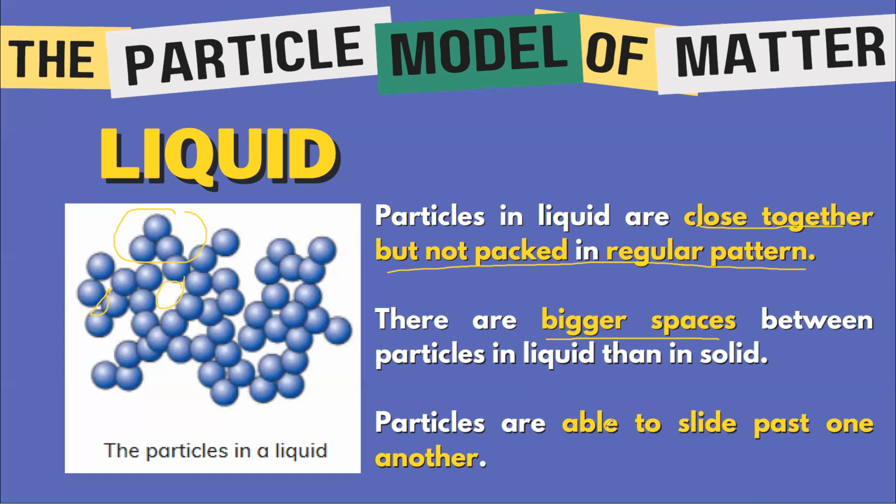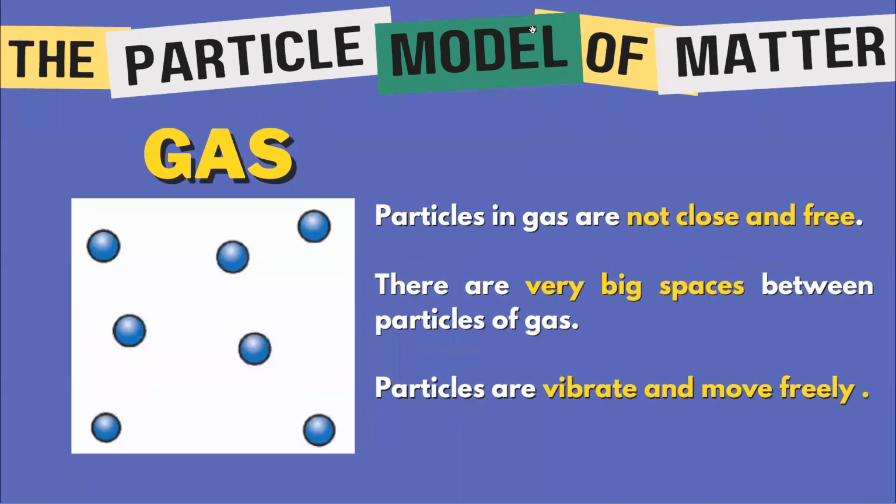Particles are able to slide past one another. Class, I want you to pay very close attention to this sentence. Particles are able to slide past one another. Why is this important? Because this is the reason why liquid takes the shape of the container it is poured into. So whenever a question asks you, explain why liquid is able to take the shape of the container that it is poured into, the answer is because particles are able to slide past one another. Simple?